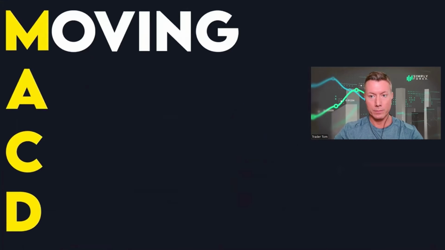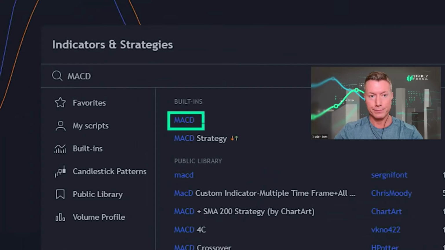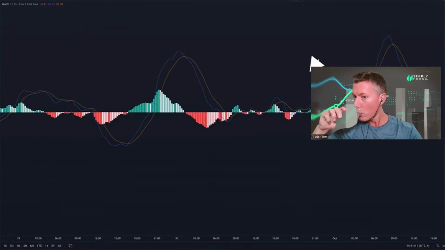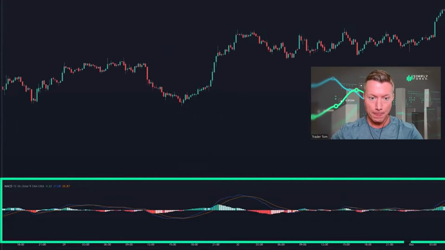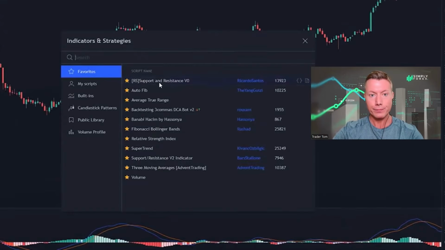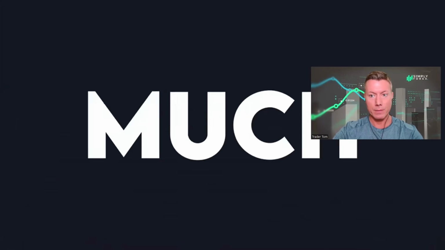The MACD, or the moving average convergence divergence, is one of the most popular technical indicators used by traders. Essentially, this indicator uses moving averages to find trends in the market, and it's pretty good at it too. Now, if you're an experienced trader, you've probably used or heard about this MACD indicator before, but the MACD indicator by itself is just alright, to be honest. So make sure you watch this full video to see how I pair it with some other indicators to make it perform so much better.